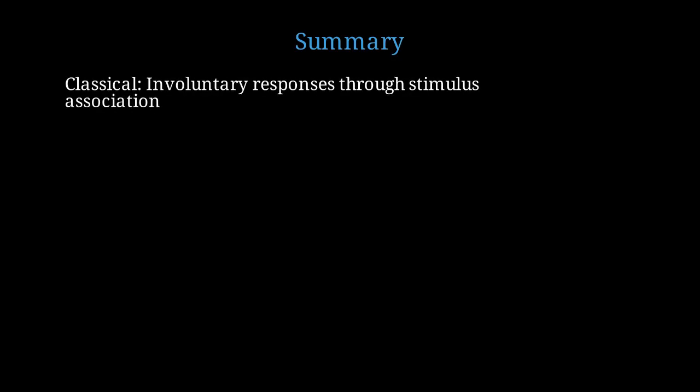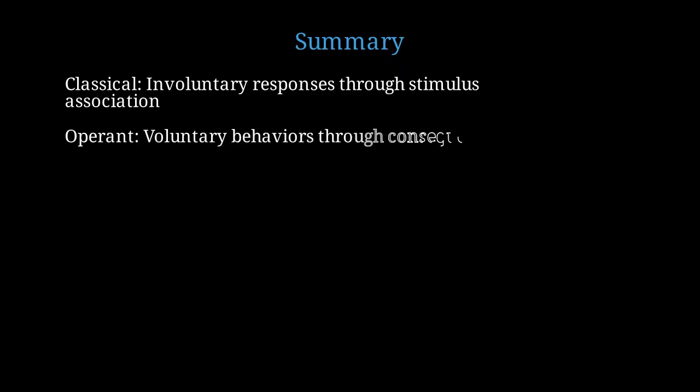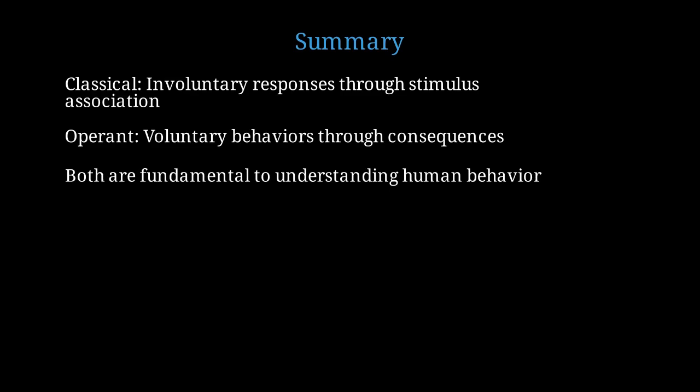Let's review the key differences between classical and operant conditioning. Classical conditioning creates involuntary responses through the association of two stimuli. Operant conditioning shapes voluntary behaviors through the consequences that follow them. Both conditioning types are fundamental to understanding how humans and animals learn and adapt their behavior.